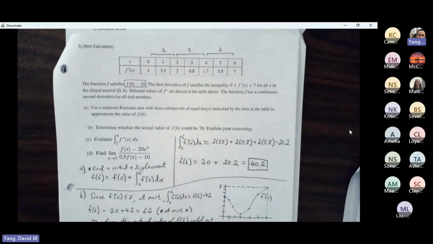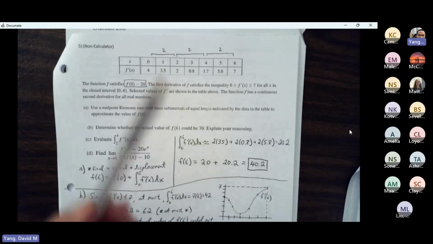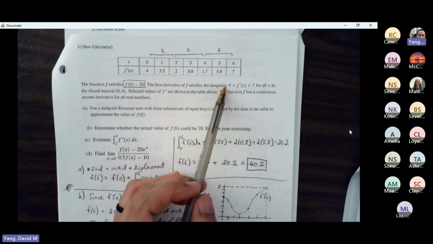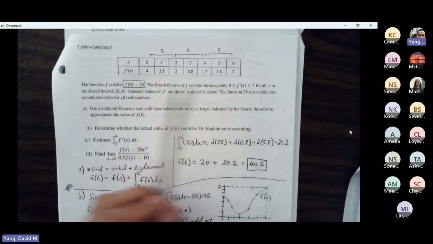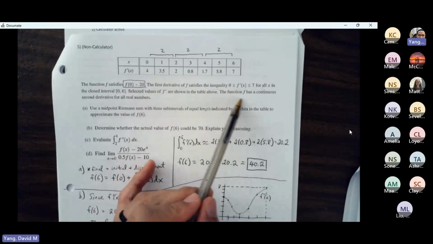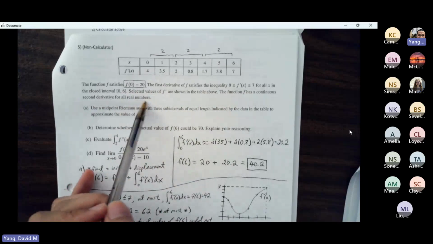Okay, number 5, again, non-calculator. Function satisfies f of 0 equals 20. The first derivative of f satisfies the inequality, f prime is between 0 and 7. Selected values of f prime are shown. Function f has a continuous second derivative for all real numbers.